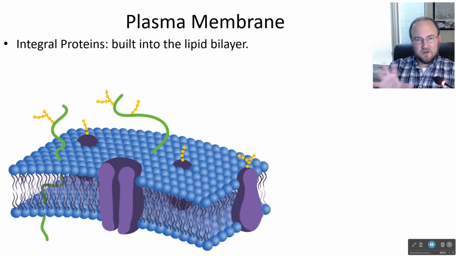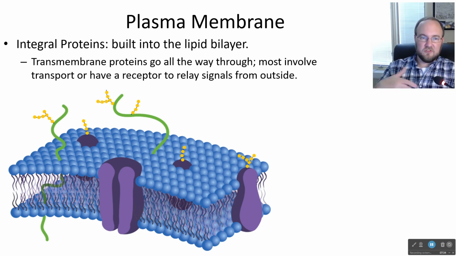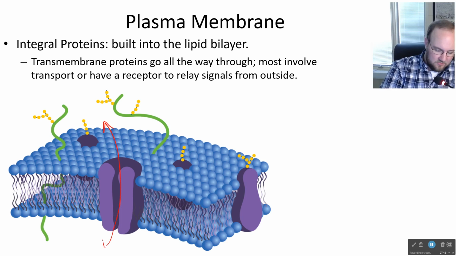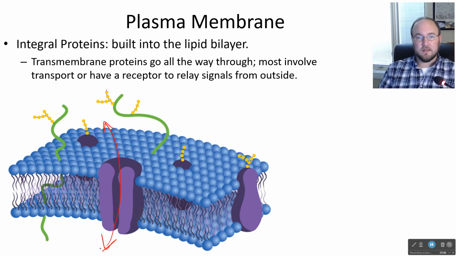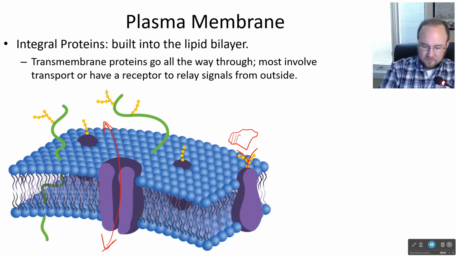So these integral proteins are built into the lipid bilayer. Some of the integral proteins are transmembrane. They go all the way across. Most of the time they involve transport in some way, like this one would act as a passageway, letting stuff go into or out of the cell through that opening. Sometimes they'll have a little receptor on the surface that will recognize when certain molecules fit down into that socket just right, to carry a signal on from outside of the cell. That would be a protein or some other molecule that's carrying a signal. That's a receptor.